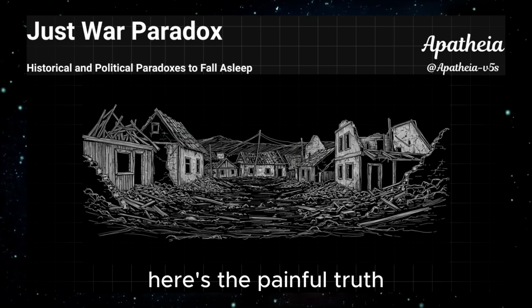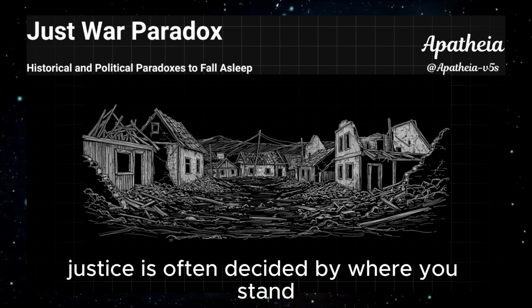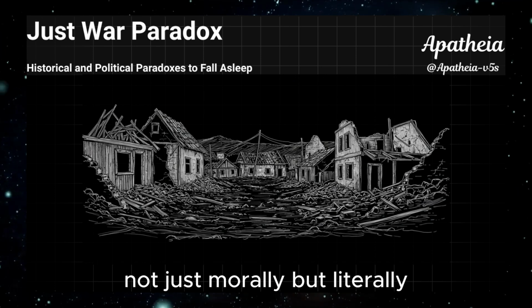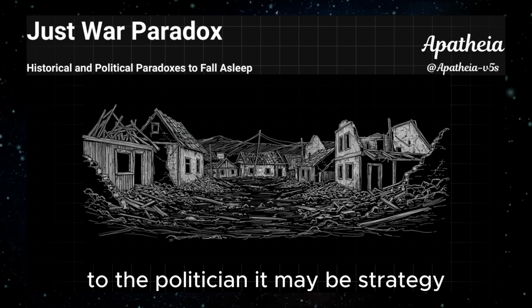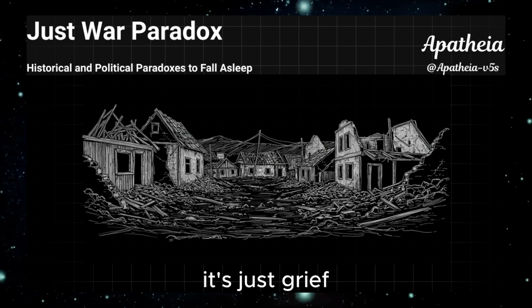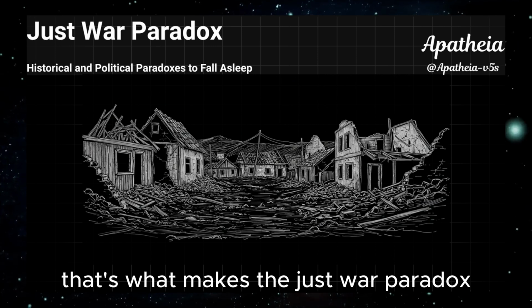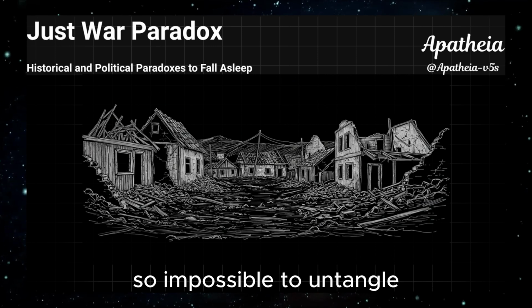Here's the painful truth. Justice is often decided by where you stand, not just morally, but literally. To the soldier, it may be duty. To the politician, it may be strategy. To the family on the ground, it's just grief. That's what makes the just war paradox so impossible to untangle.